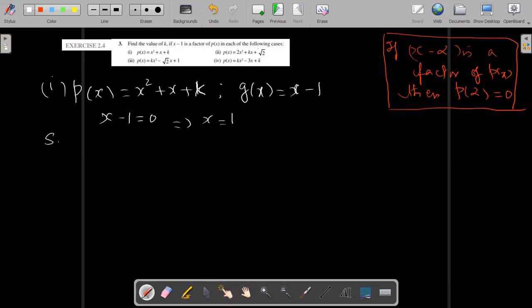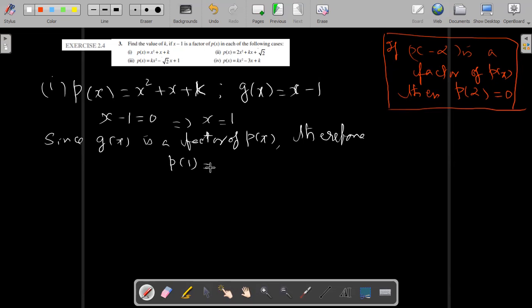And now we can write, since g(x) is a factor of p(x), already given, therefore p(1) will be equal to 0. It is obvious that p(1) is 0.